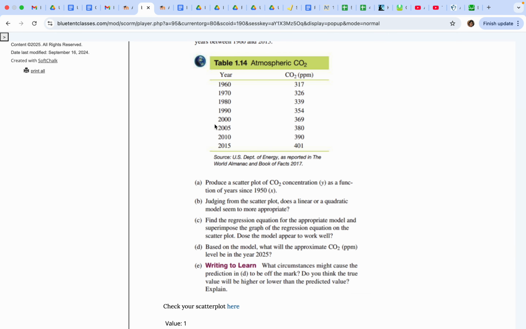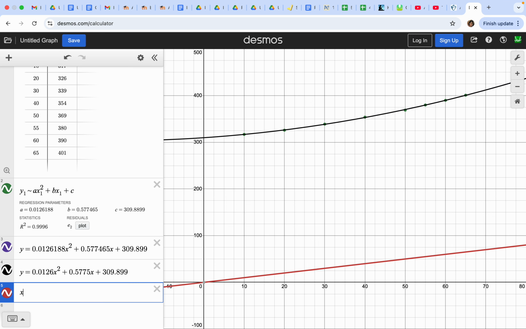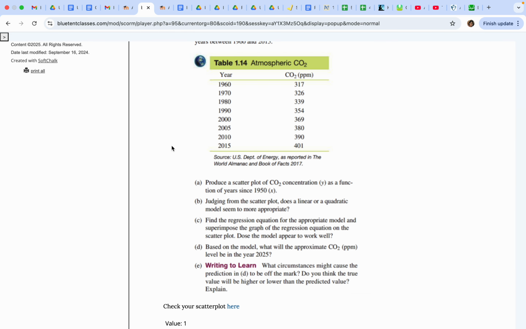Then what did it ask us to do? It said, based on the model, what would the level be in 2025? So we have to think, 2025 is an X value in years since 1950, so 2025 would be 75. I can come here and ask, 75 years after 1950, what's my level? It's going to be 424.065.